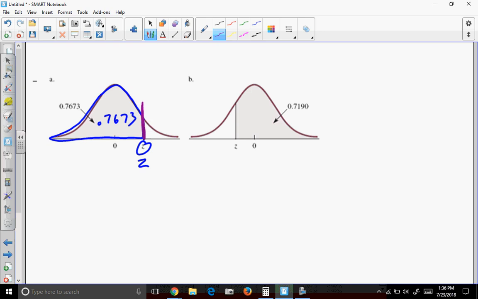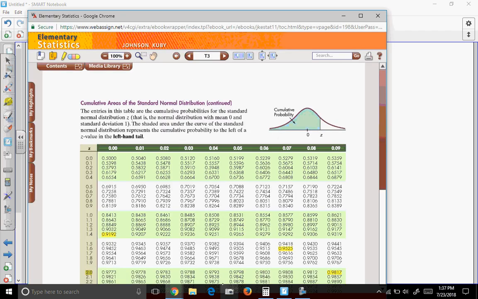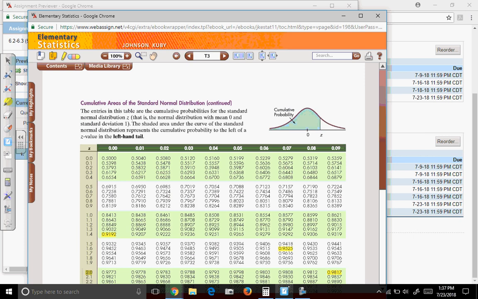So if we use our table and we want to find out which z value has this area to the left, we pull that table up and we look for an area of 0.7673. As we scan through here, here's 0.7673. So we have z values on the outside, and these are areas on the inside. If we're given z, we go to the outside and look in. If we're given area, we go to the inside and look out.